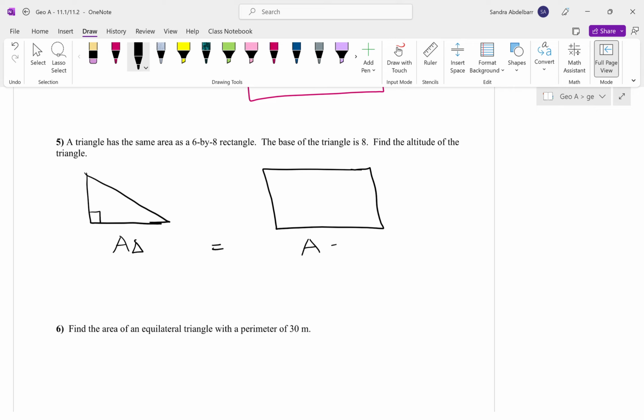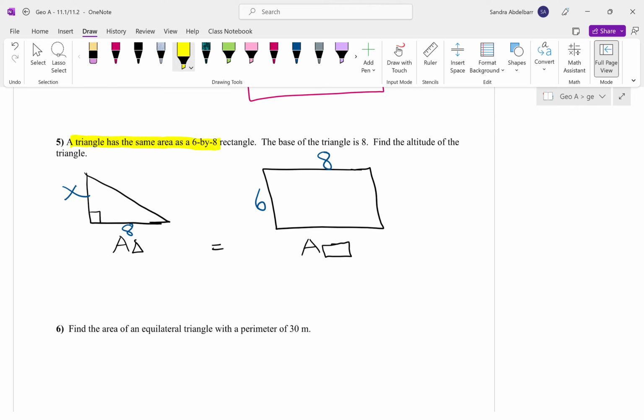And we know area of the triangle is equal to area of the rectangle. And it says a triangle has the same area as a 6 by 8 rectangle. So I'm going to label this 6 by 8. Then they're saying the base of the triangle is 8. So this is 8. Find the altitude. So I'm finding x. Everybody okay with how I've set up my diagrams?